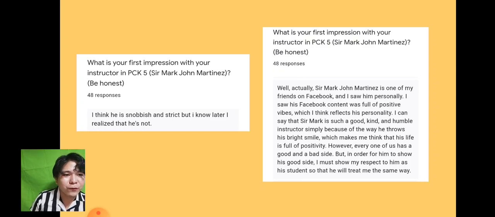However, every one of us has a good and bad side. But in order for him to show his good side, I must show my respect to him as a student so that he will treat me the same way. Yes, because I believe that respect begets respect. If you will treat me nicely, I will treat you nice also.